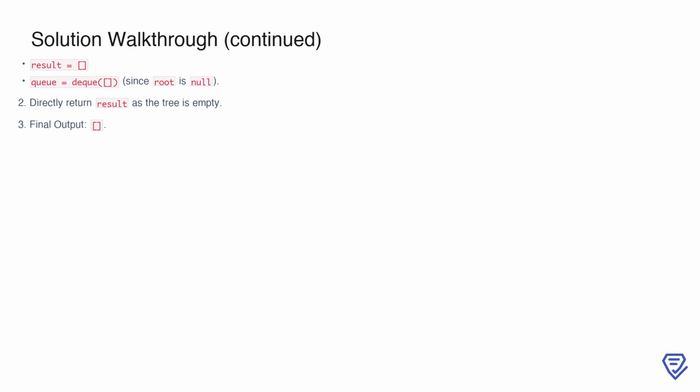Finally, we consider the case of an empty tree, where the root is null. In this scenario, the queue is initialized as empty right from the start. Since there are no nodes to process, we directly return the result, which is an empty list.